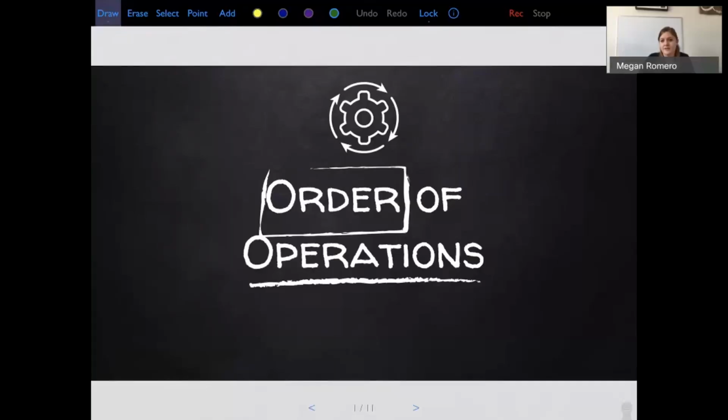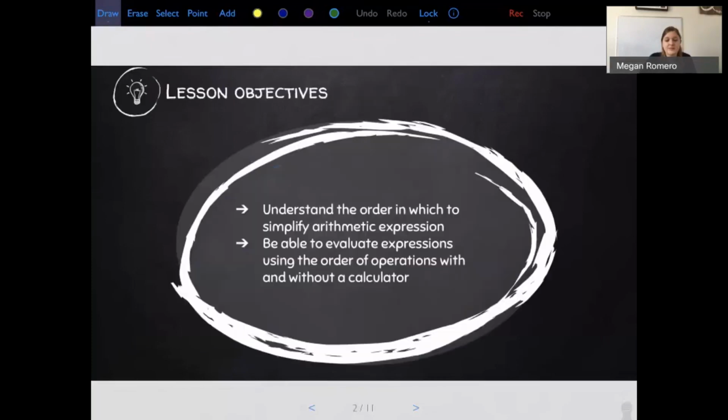In this lesson, we're going to talk about order of operations. Specifically, we'll understand the order in which to simplify arithmetic expressions, and we'll be able to evaluate expressions using the order of operations with and without a calculator.